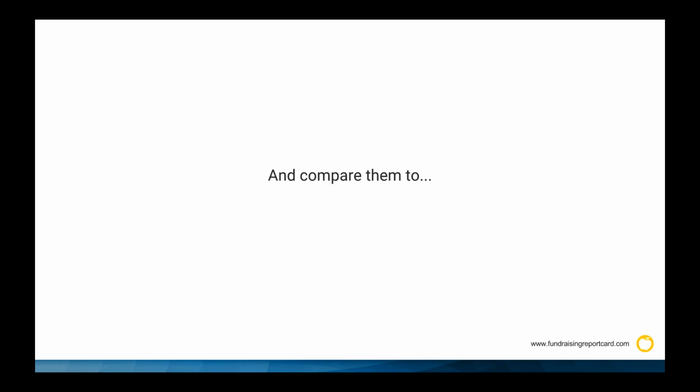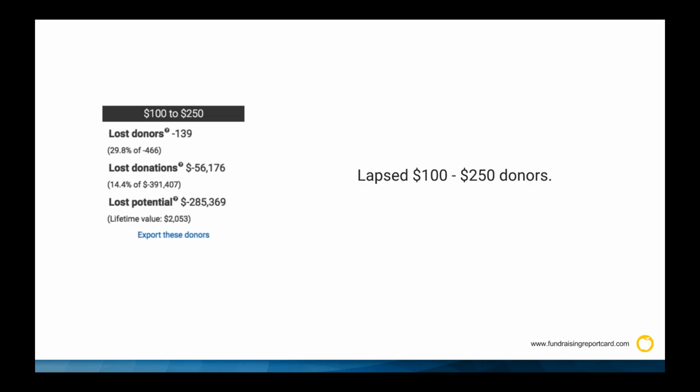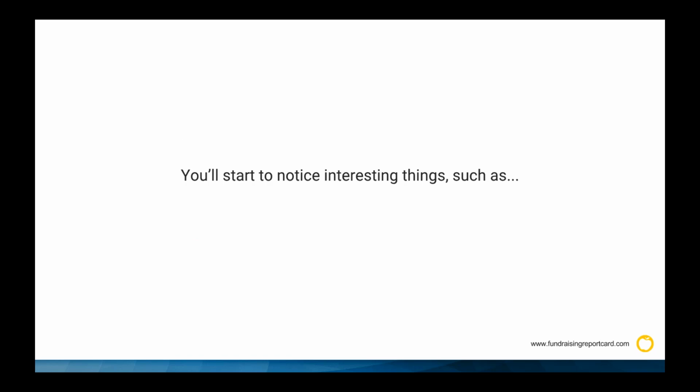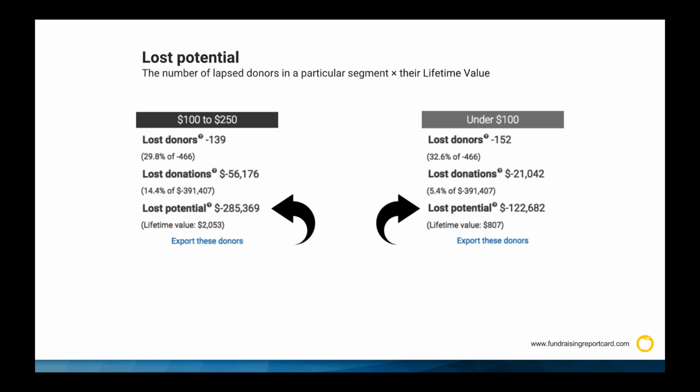But we're going to want to compare those under $100 lapsed donors with the lapsed $100 to $250 donors, right? Are we losing more in a particular segment or less in a particular segment? And then how does that actually affect our bottom line? So you can see these $100 to $250 donors represented $56,000 in donations that are off the table. And then you'll actually start to notice some interesting things when you start to look at your lapsed segmented donors.